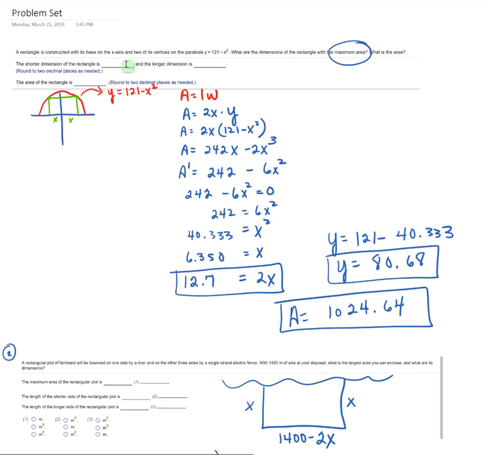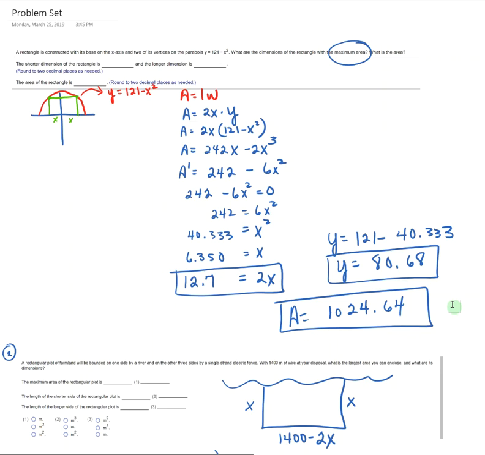So that's going to be 12.70. And then y equals 121 minus x squared, and this is x squared, so we can put 40.333 there. So y is 80.68. That would go there. The area, you multiply those two things and you get this.